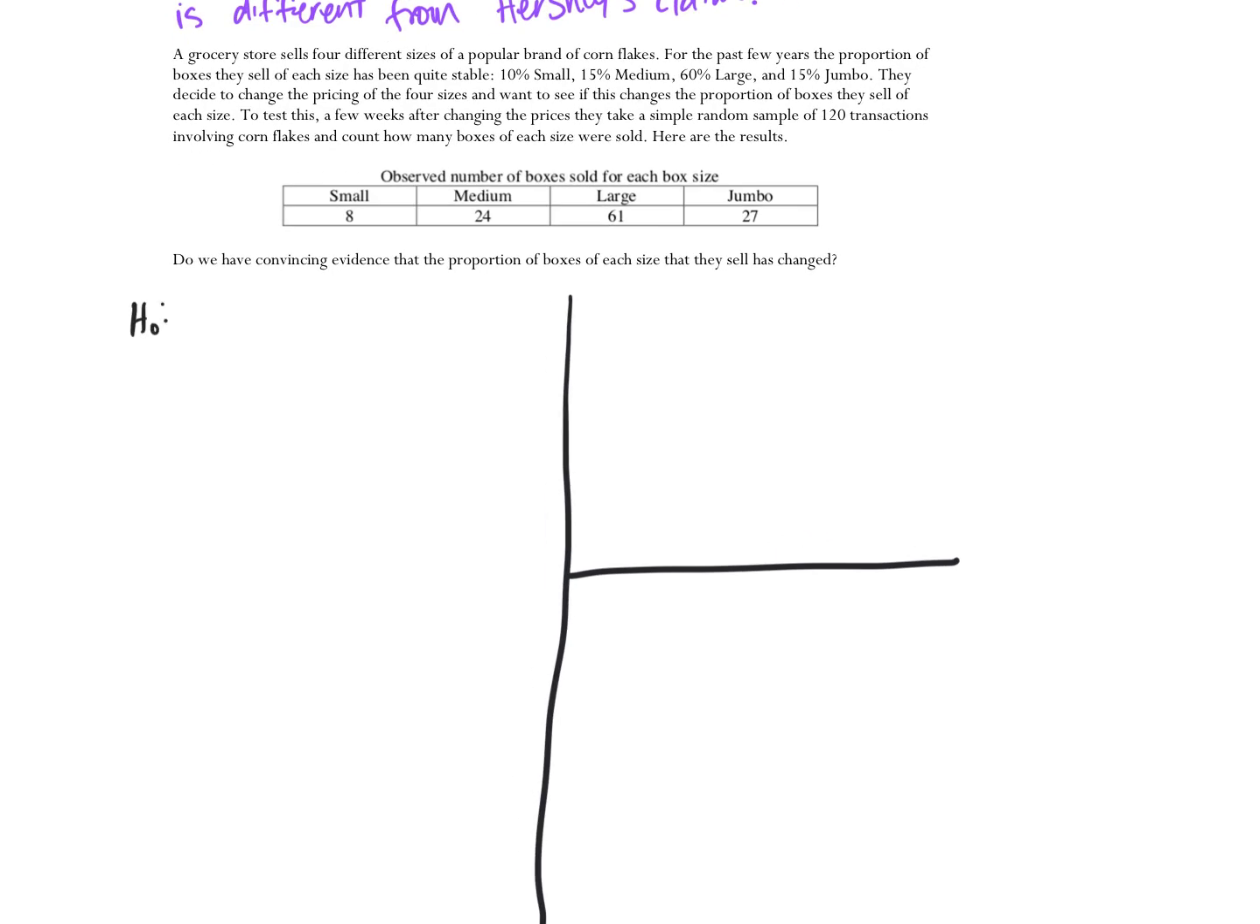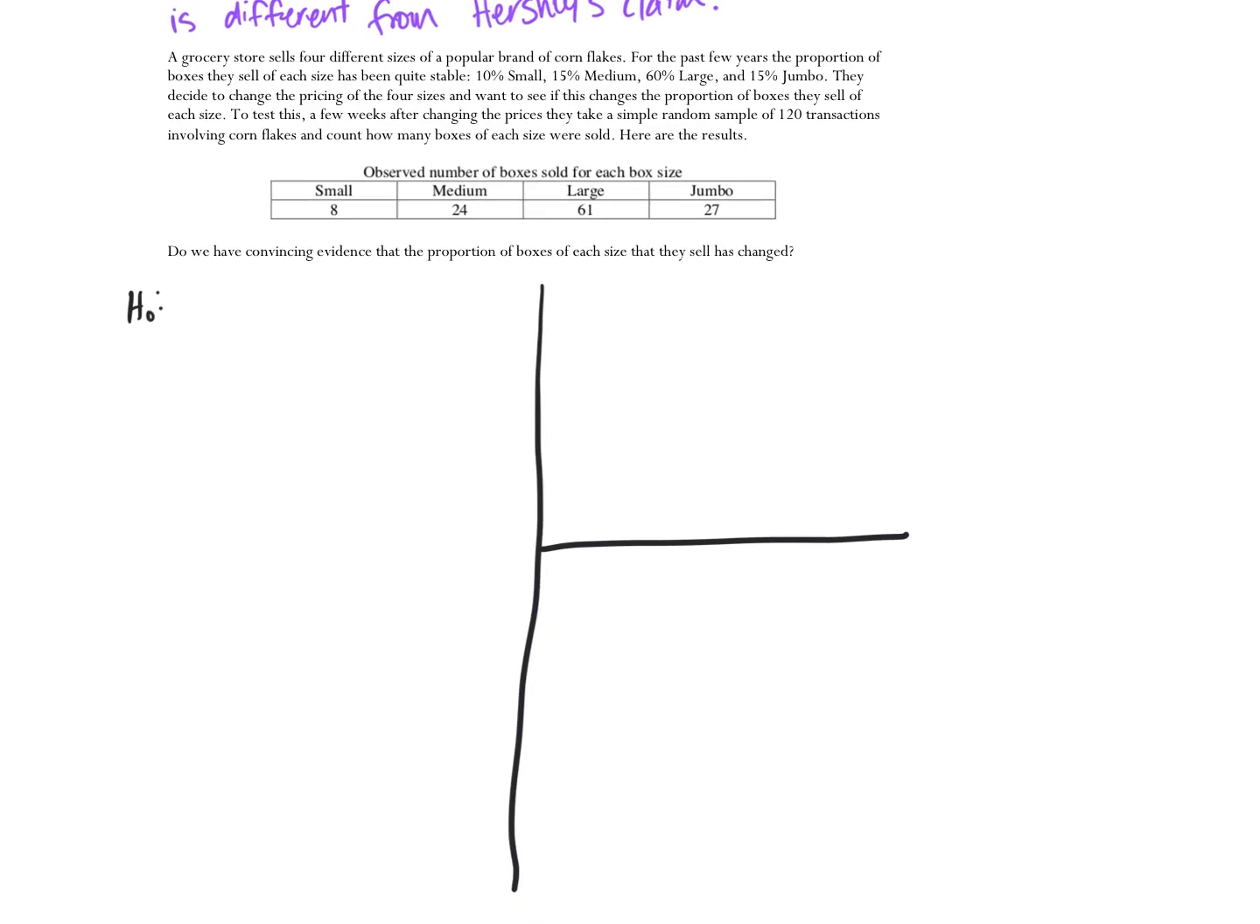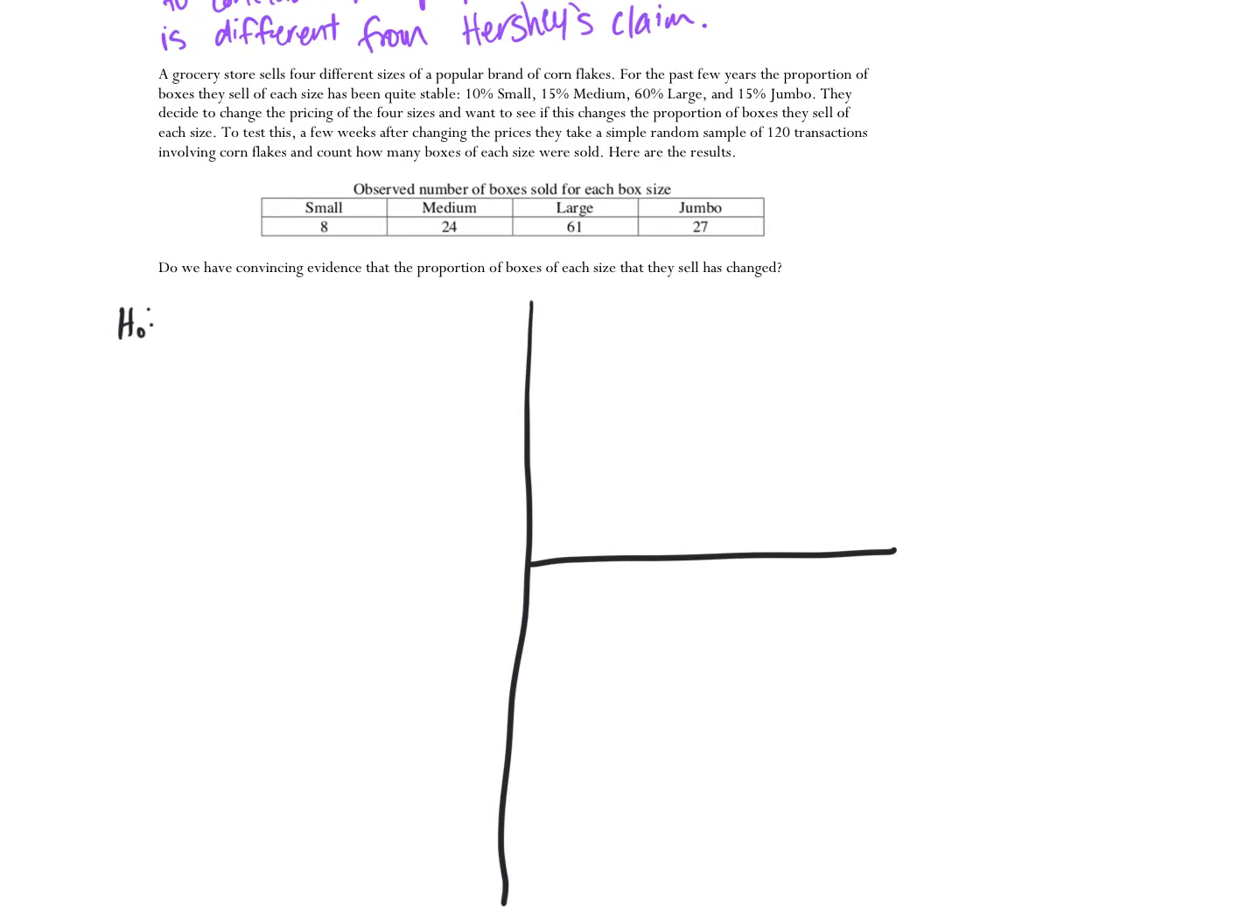So, as we read this, we have small, medium, large, and jumbo boxes of cereal. And we have claims for the proportions for each of these.